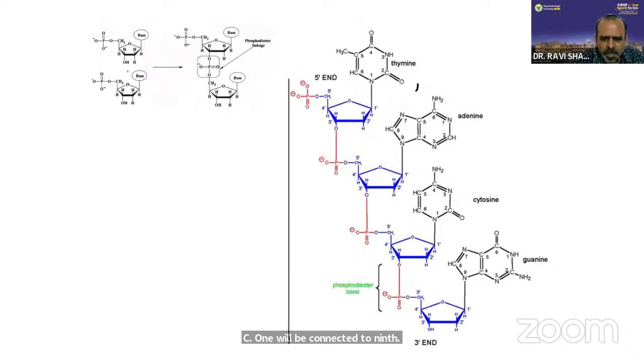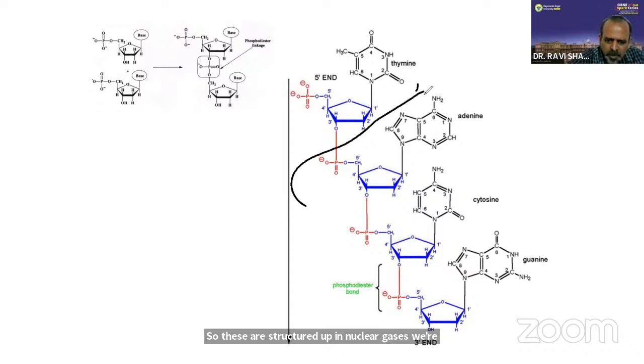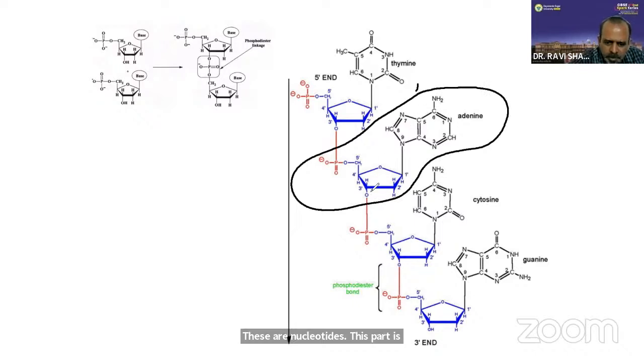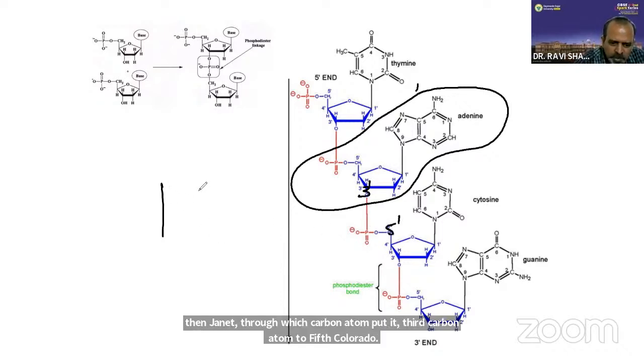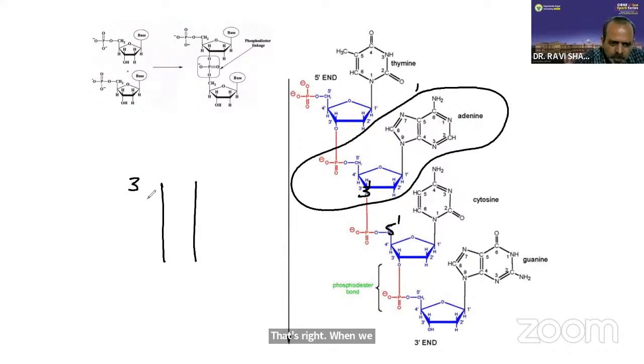So this is the structure of a nucleic acid where nucleotides are joined to each other. These are nucleotides. This part is called a nucleotide. They're joined through which carbon atom? Third carbon atom to fifth carbon atom. That's why when we say DNA strand, we say 3' to 5', or we say 5' to 3'.